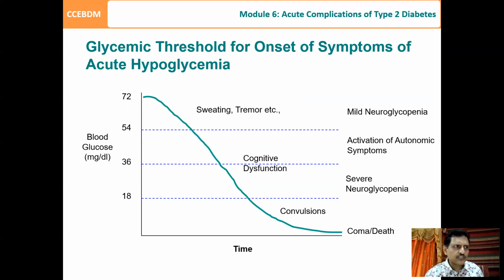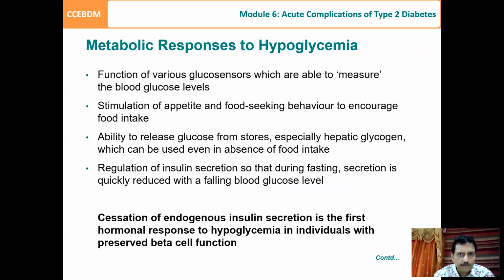So the adrenergic symptoms occur when the blood glucose level is mildly low, in the range of 60 to 70 or 55 to 70, and then the patient can understand that something wrong is happening. And these are the premonitory symptoms of hypoglycemia, which have great importance in identifying the impending risk of development of neuroglycopenia.